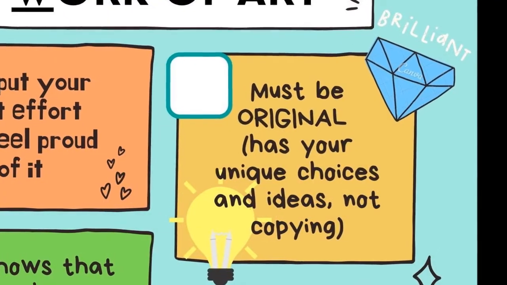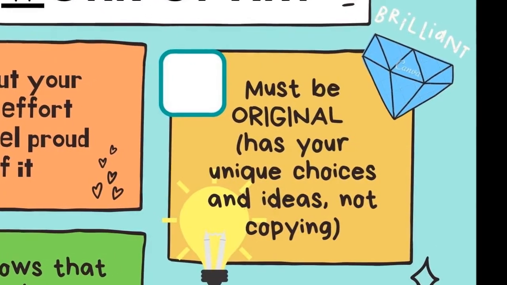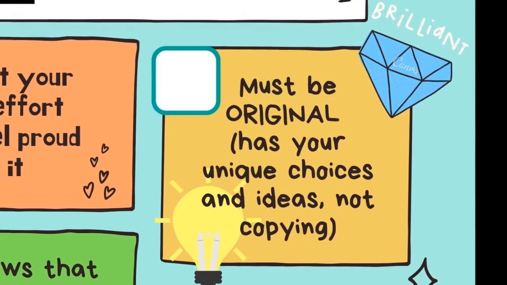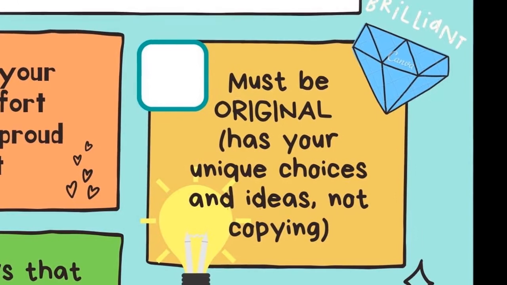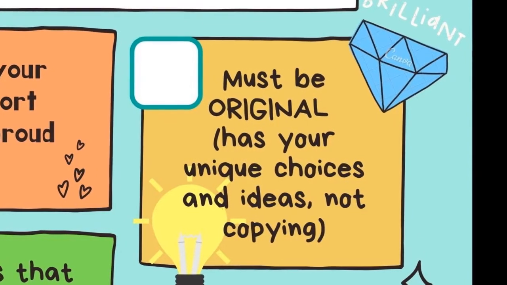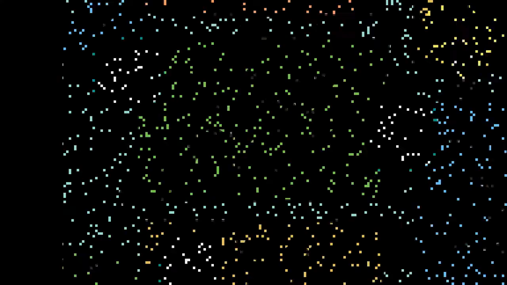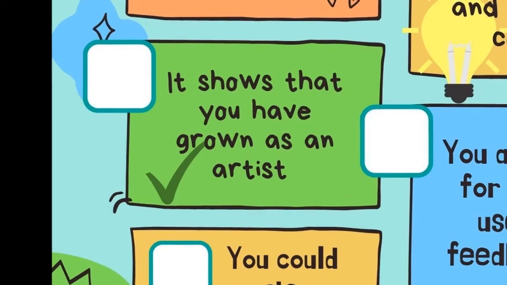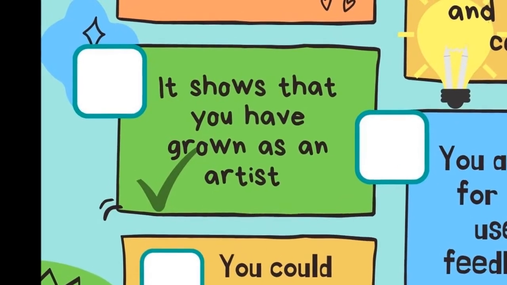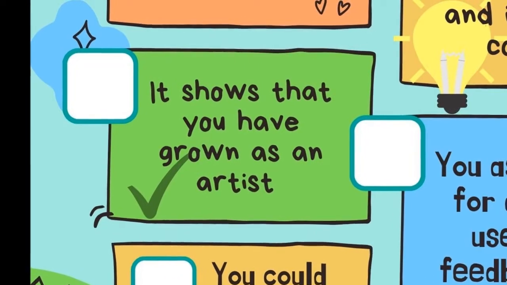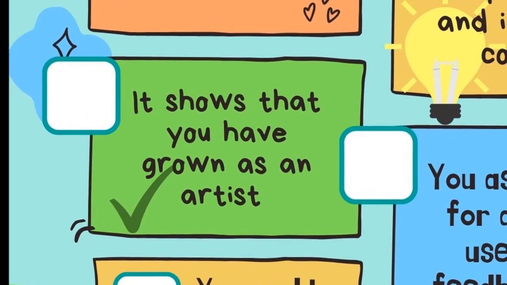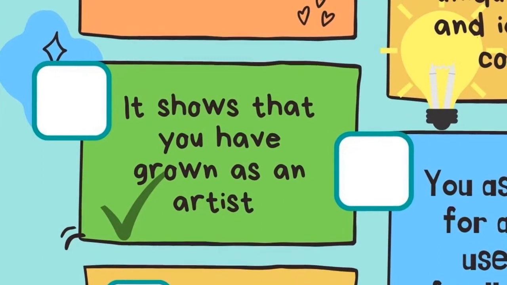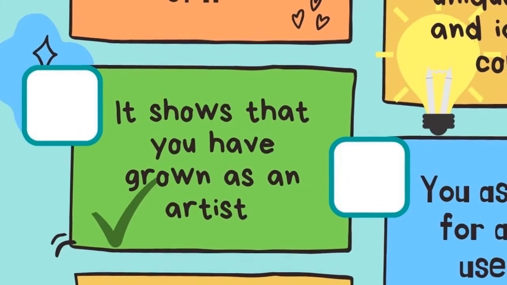Also, it has to be original. That's what the O in WOW stands for. It has to include unique ideas that you made yourself. It should be meaningful to you. Your WOW project also shows that you have learned something and grown as an artist. For this unit, it should show that you've learned how to make a landscape with distance and value shading.